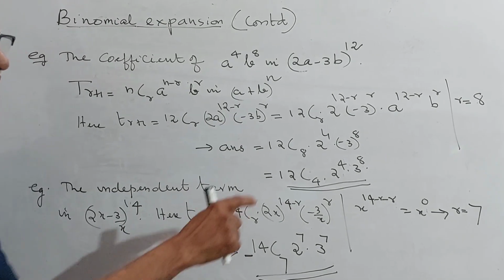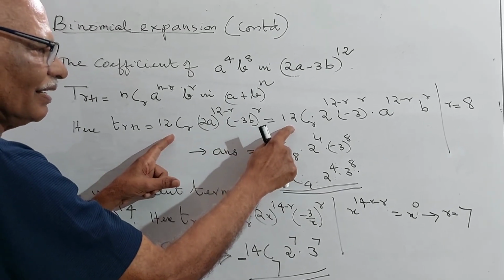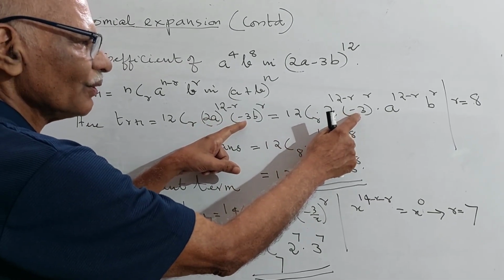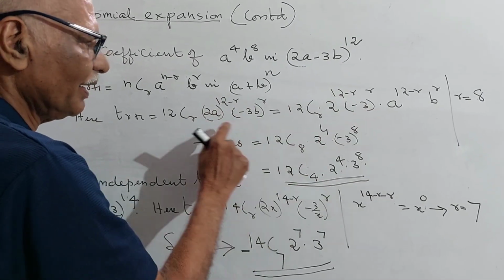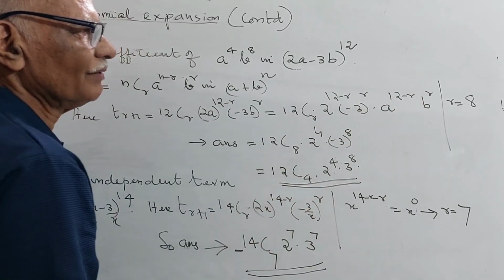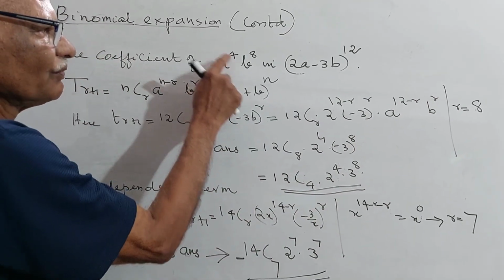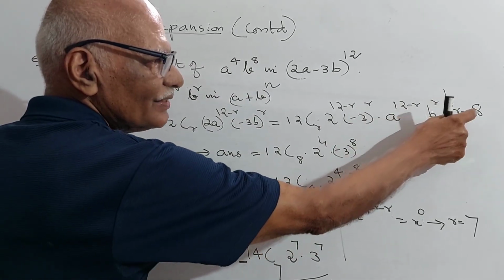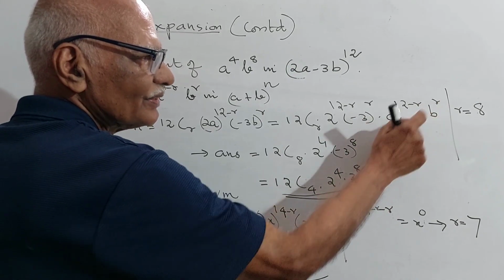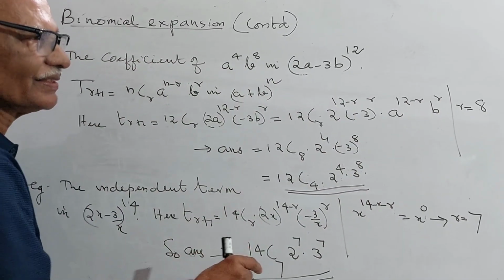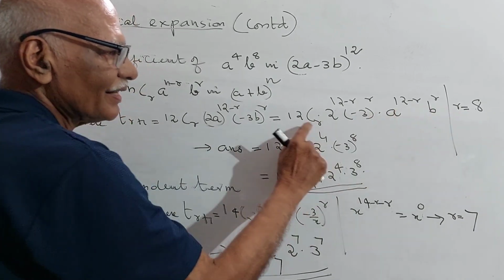So that simplifies to 12Cr, 2 raised to 12 minus r, (minus 3) the whole raised to r, multiplied by a raised to 12 minus r into b raised to r. Now we require a raised to 4, b raised to 8. So b raised to 8, so r is 8. If you put r equals 8, you get a raised to 4, b raised to 8. So the answer is obtained by putting r equals 8.